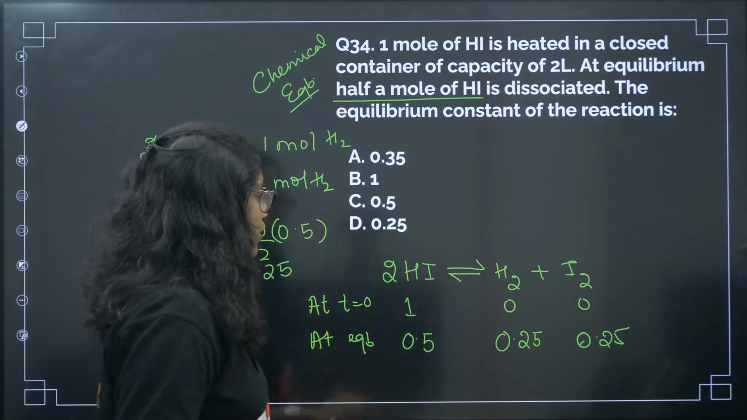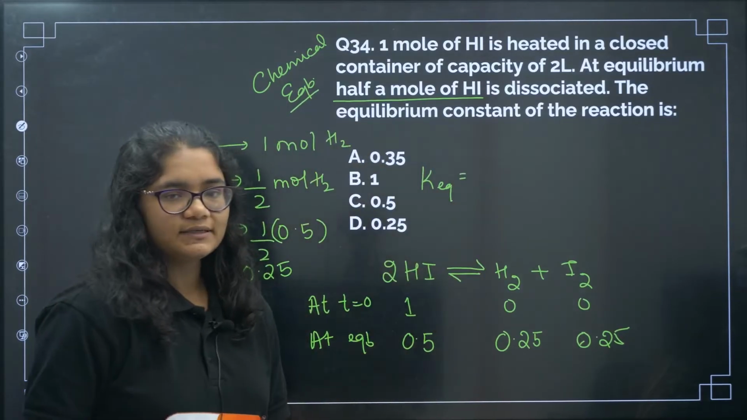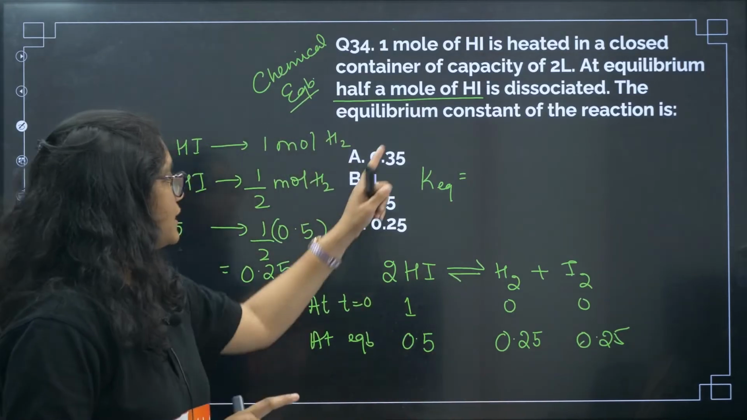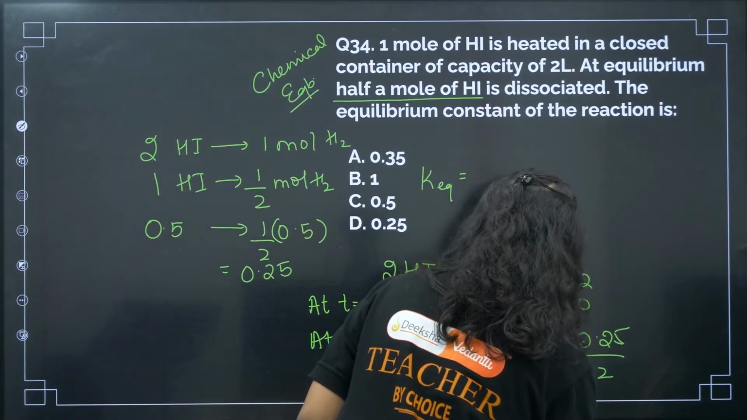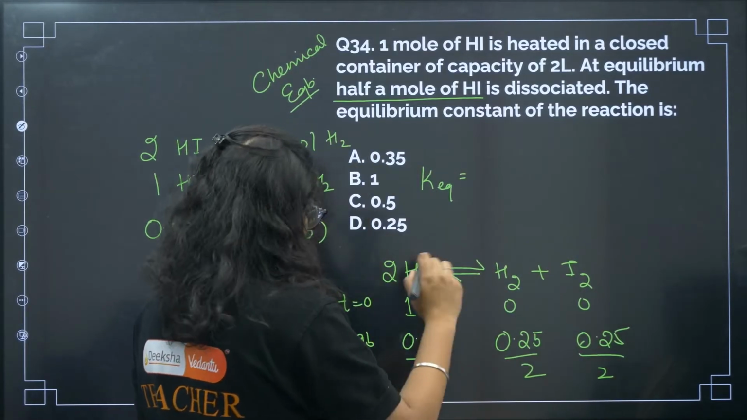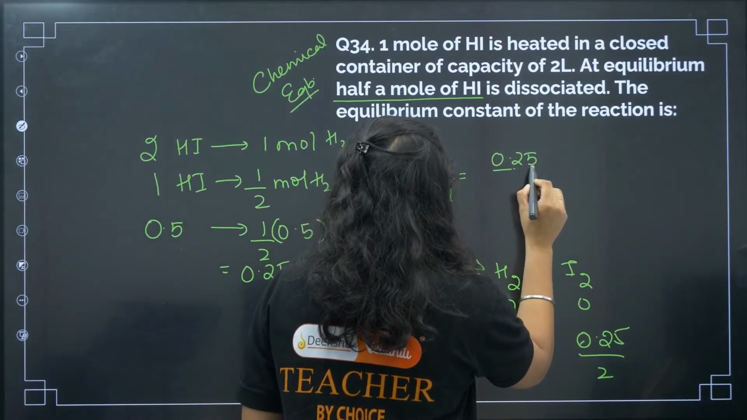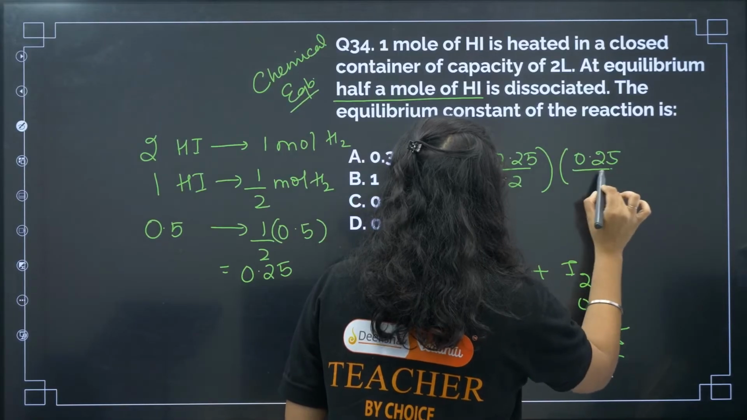Now this is what we got. Now let us put it in the K equilibrium formula. We know it is products concentration by reactant concentration. These are only moles, and volume is given here, so the actual concentration is number of moles by volume. Let us substitute that here. We'll get 0.25 by 2, then we have 0.25 by 2.